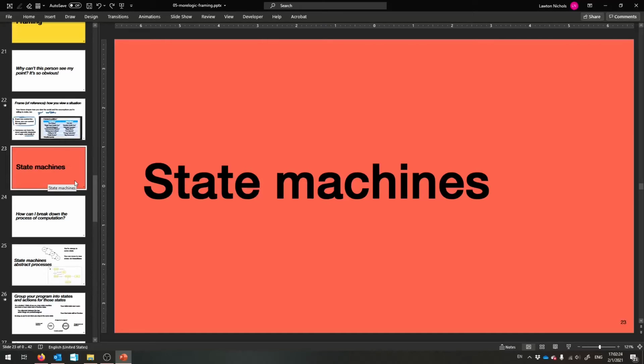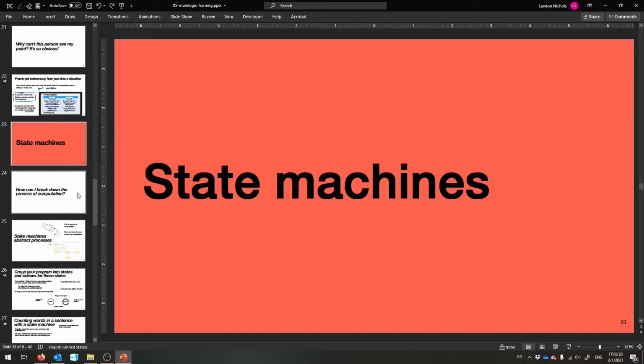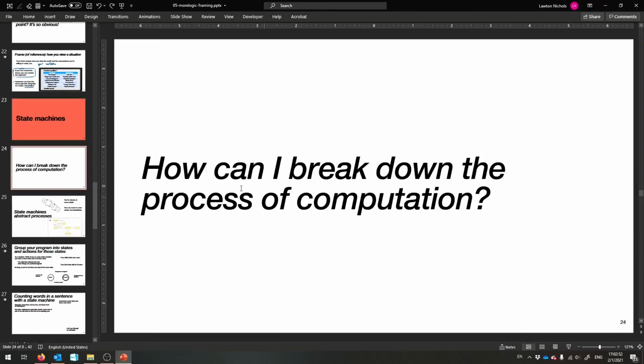Let us move on now to more computational kinds of things again, and that will be the end of this lecture. So state machines are a fun thing, and they allow us to package up computation in a nice, cute little way. And you've used them before. You have thought in terms of a state machine, I'm sure, and it's quite easy actually to make a program that models these things. So the question that I'd like to answer for you in this little subsection is, how can I break down the process of computation?